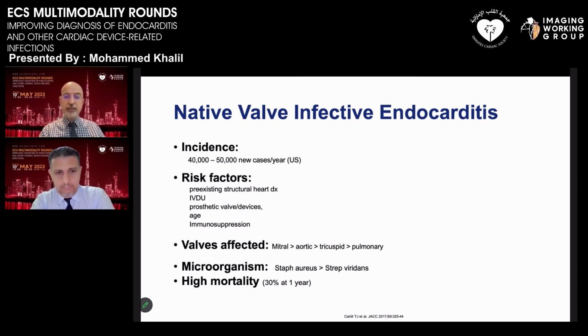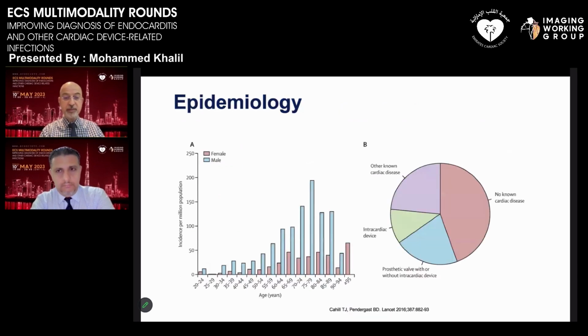Mitral valve is usually affected more than aortic valve, and nowadays staph probably a little bit more than strep viridans, and it carries high mortality, approximately 30% in one year. Now, there has been a paradigm shift over the past several years.